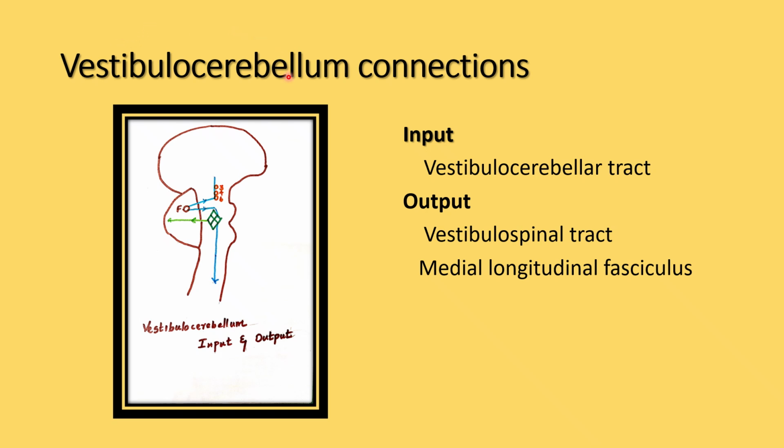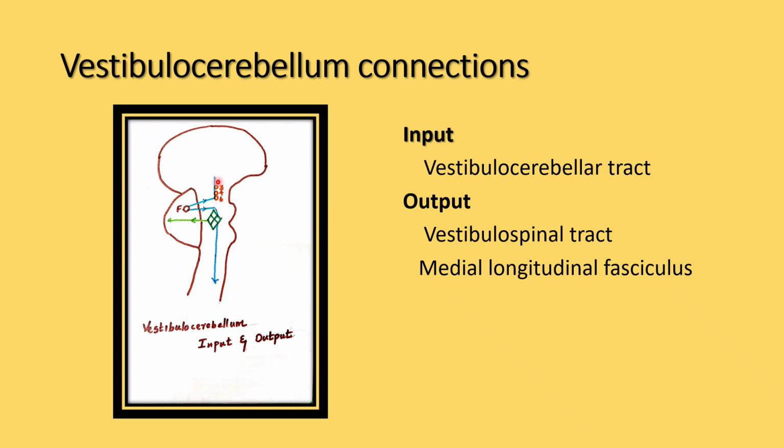Vestibulocerebellum input: it collects information from the vestibular nucleus to the cerebellum through mossy fibers. The output: the corrective impulses pass through the fastigial nucleus to the vestibular nucleus, to the vestibulospinal tracts.